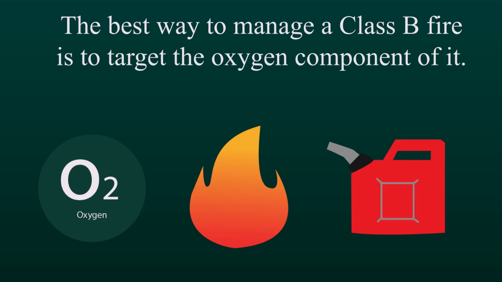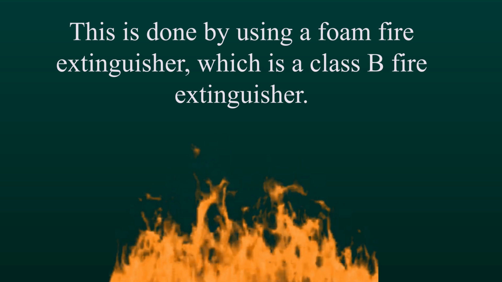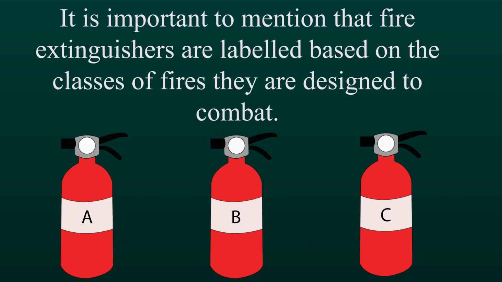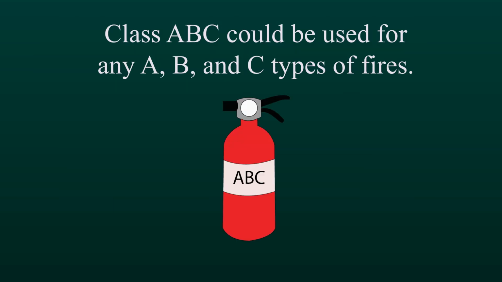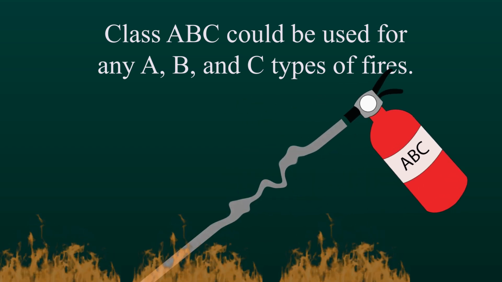The best way to manage a Class B fire is to target the oxygen component of it. This can be done by using a foam fire extinguisher, which is a Class B fire extinguisher. It is important to mention that fire extinguishers are labeled based on the classes of fires they are designed to combat. Class A, B, C could be used for any A, B, or C type fires.